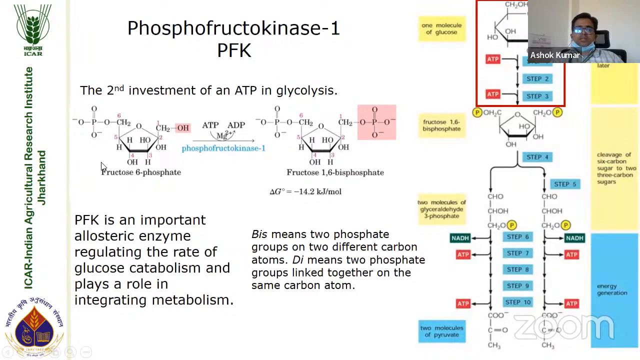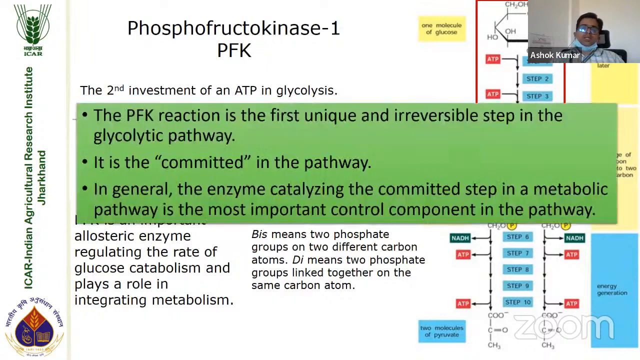Here, fructose 6-phosphate has one phosphate group, and again one phosphate will be attached, so fructose 1,6-bisphosphate will form. This is the rate limiting step of glycolysis. Phosphofructokinase is the rate limiting step of glycolysis. Basically, the PFK reaction is the first unique and irreversible step in the glycolytic pathway, and it is rate limiting. It is the first step which commits the phosphorylated sugar molecule into glycolysis.